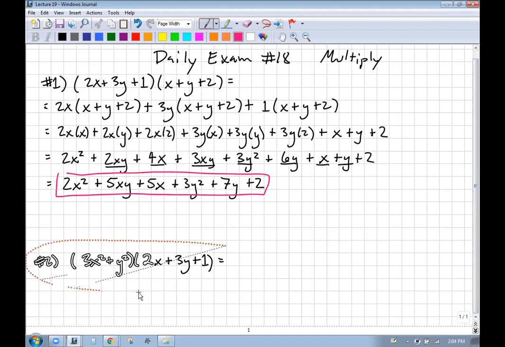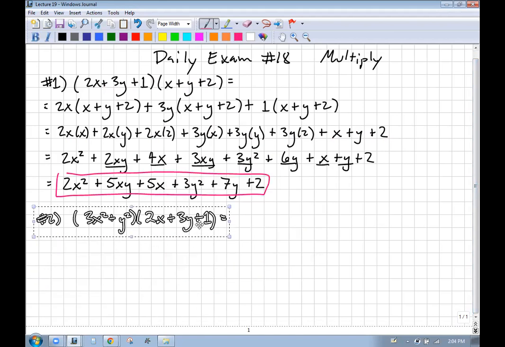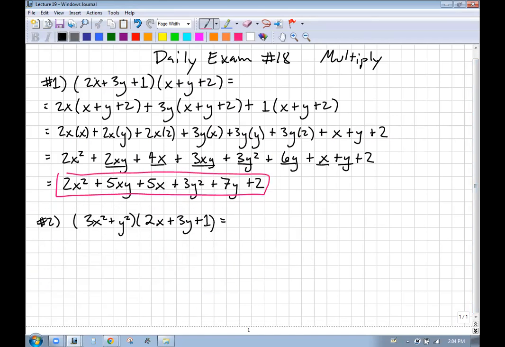All right, let's look at another one. This one's not going to be as long as the last one. There's 2 terms here and 3 terms there, so we're going to get 6 terms all in all. First, we have this 3x squared here that we're multiplying by this number. And we have a y squared that we're also multiplying by this number, right?